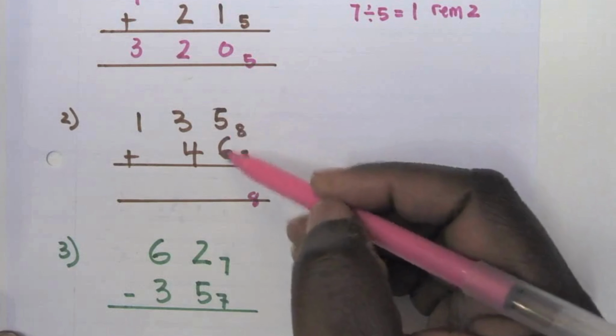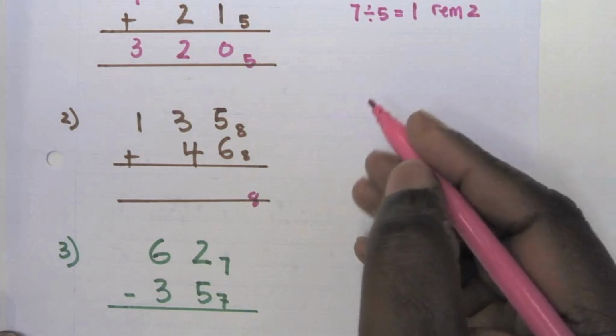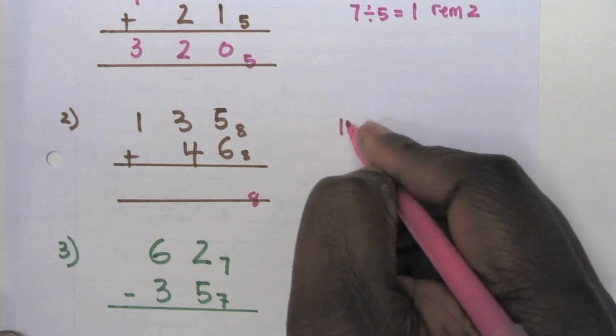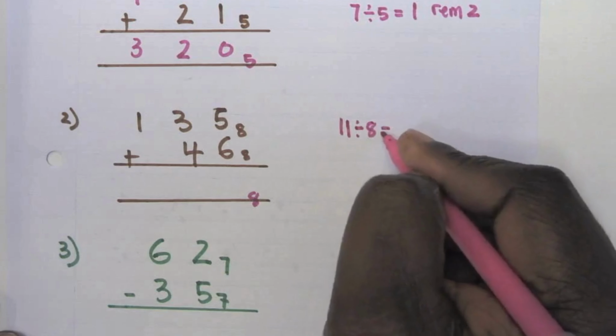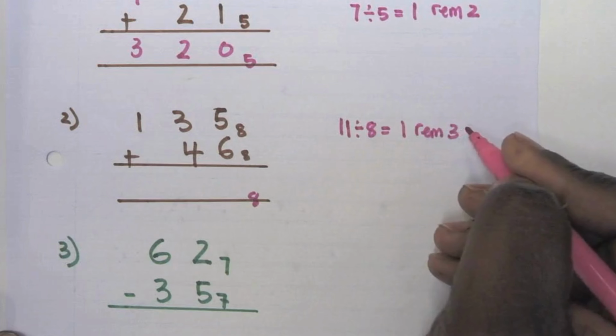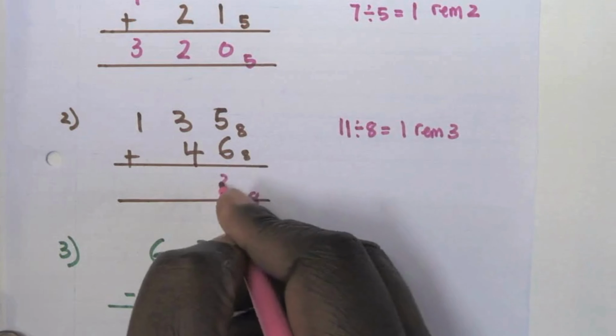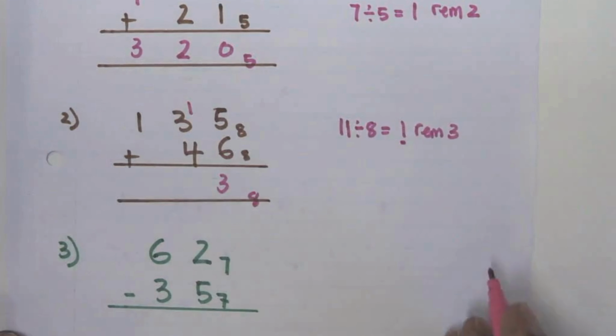If I add the first column, I'm going to get 11, and 11 is a number that is not in base 8, so I'm going to say 11 divided by 8, I'm going to get 1, remainder 3. So I'm going to write 3 here, and then I carry the 1.